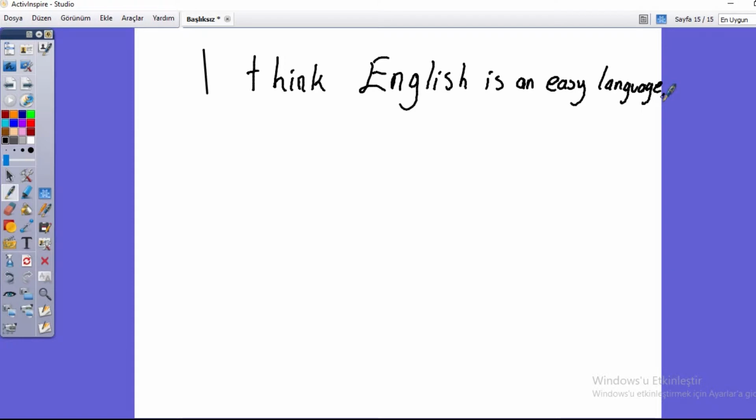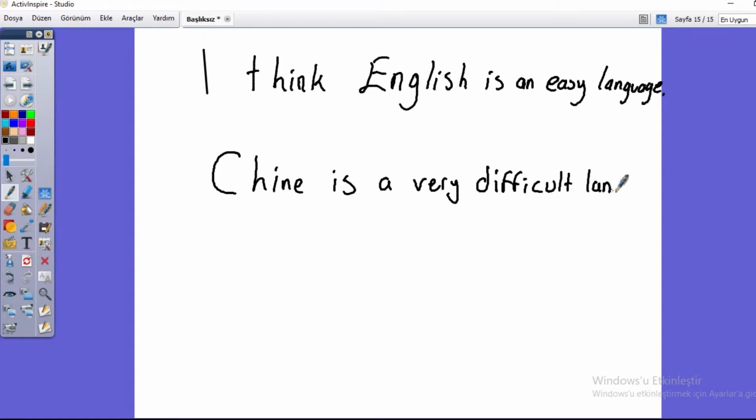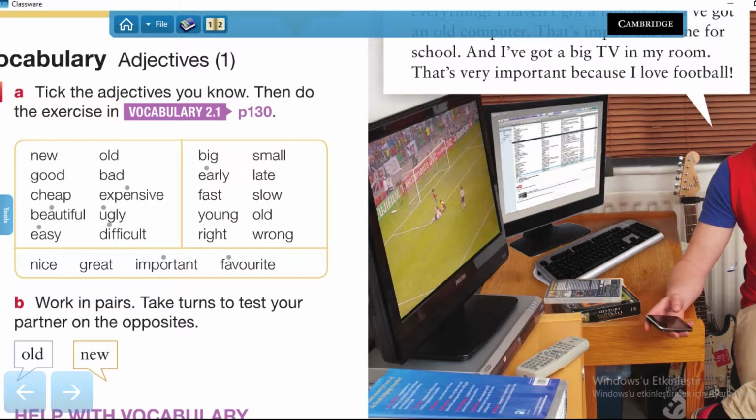Let's write it. Chinese is a very difficult language. So, easy and difficult, they are opposites. The next one, big and small.